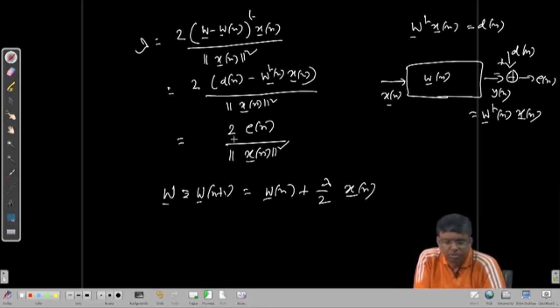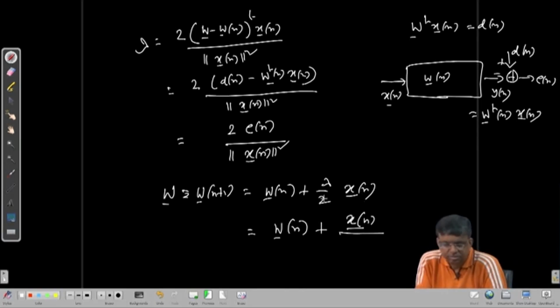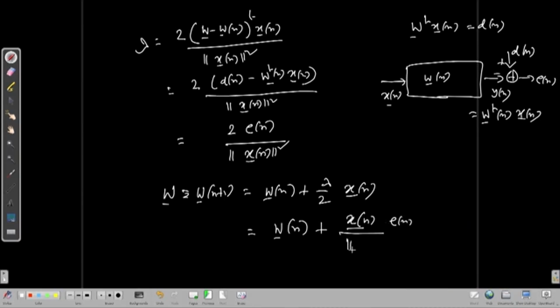And now lambda, if you substitute here, this 2 and 2 cancel, E n x n, E n is a scalar, so it does not matter where I write it, by norm x n square. This is the basic NLMS algorithm. Then we will work further on it and modify and interpret. That is the next class. Thank you very much.